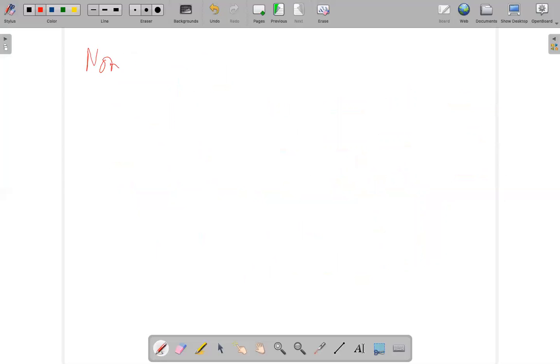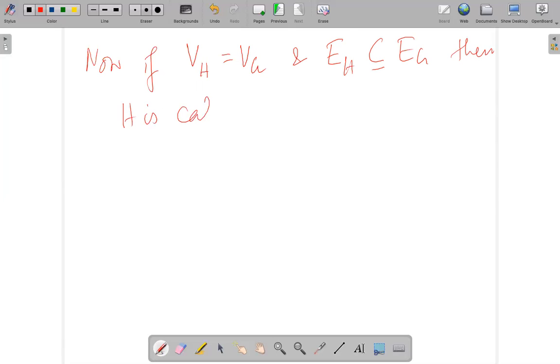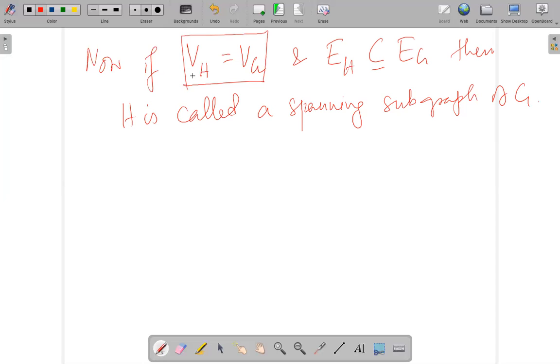Now, if VH is equal to VG and EH is a subset of EG, then H is called a spanning subgraph of G. That is, the vertex set is same for the two graphs. However, the edge set is such that a sample of edges from the graph G is present in the graph H. Okay.